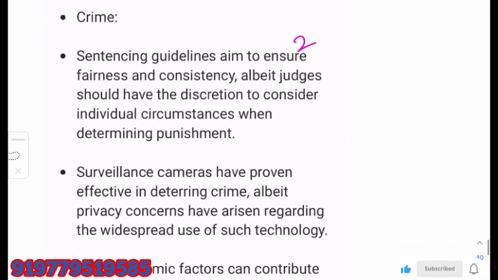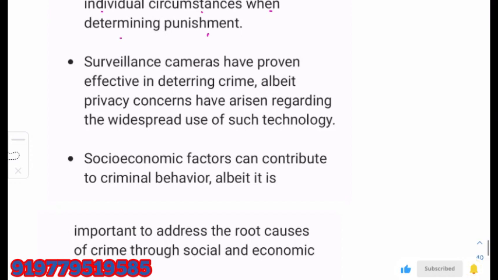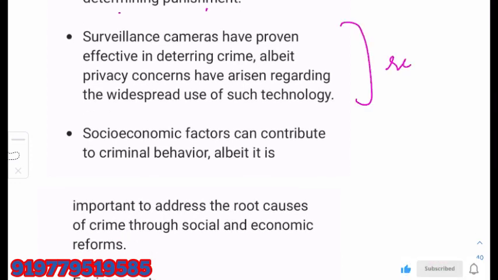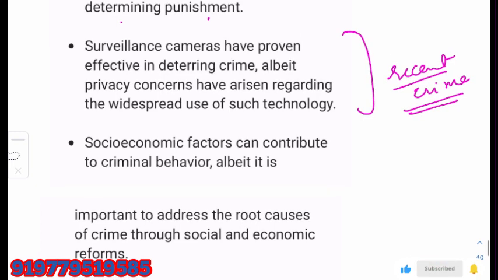Okay, then crime. Sentencing guidelines aim to ensure fairness and consistency, albeit although judges should have the discretion, their own say, to consider individual circumstances when determining punishment. Rules and regulations should be flexible, that's what it means. Surveillance, this I did recently, the crime one, about how technology helps crime to abate, I built it on that.